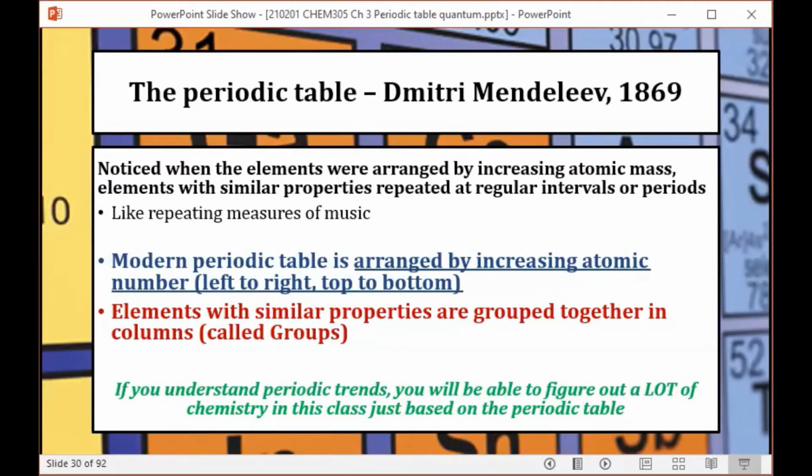And so we're going to talk about some of those patterns and some of those repetitions or intervals that occur in the periodic table and why it's set up the way it's set up.